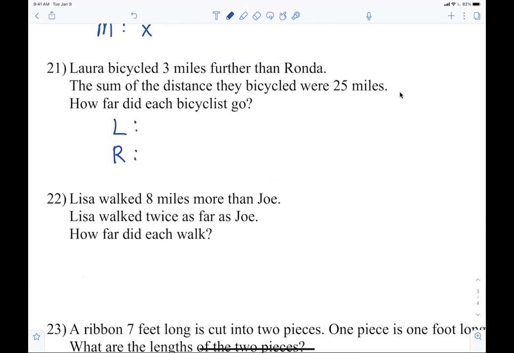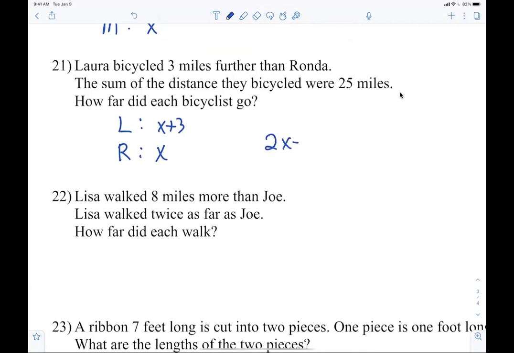So Rhonda bicycled X and Laura bicycled X plus 3. Yep. And now what? And now it's 2X plus 3 equals 25. Wow, that's excellent. 2X plus 3 equals 25. All right, anybody have any issues?